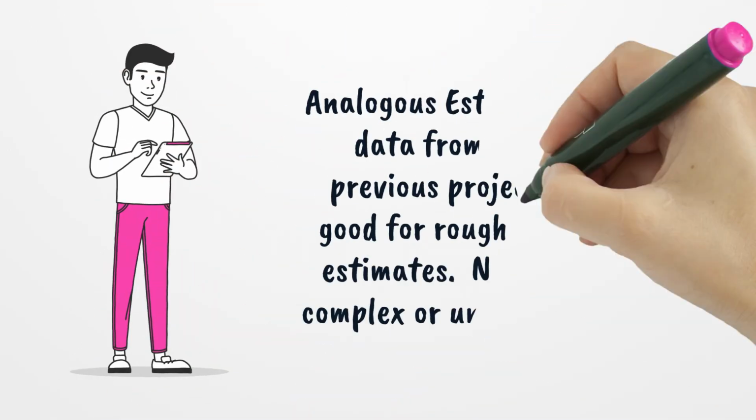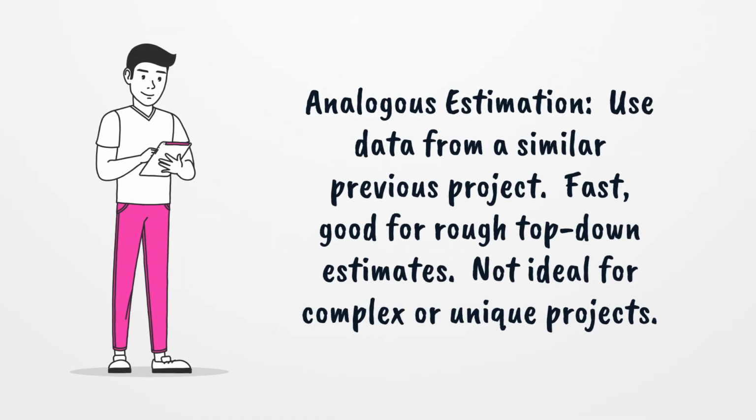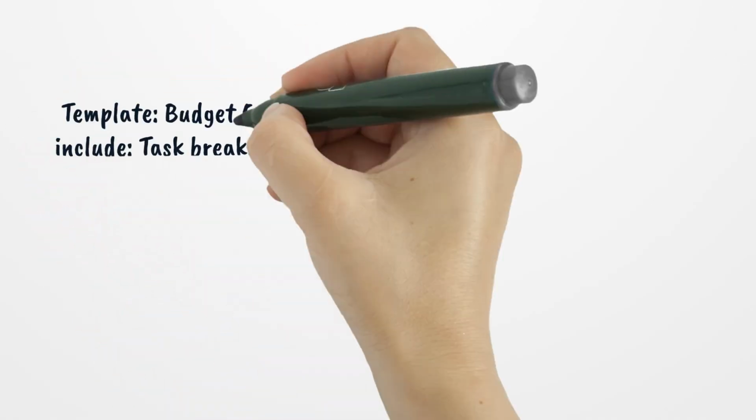3. Analogous estimation. Use data from a similar previous project. Fast, good for rough top-down estimates. Not ideal for complex or unique projects.